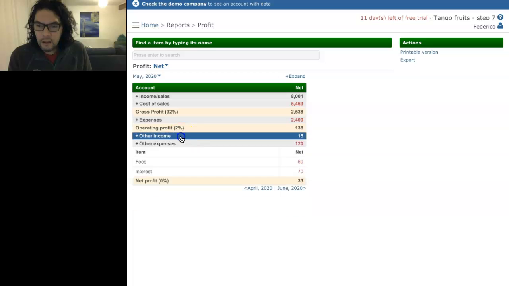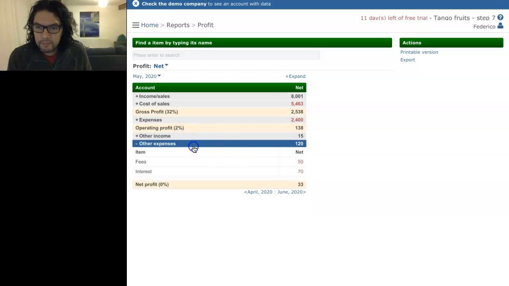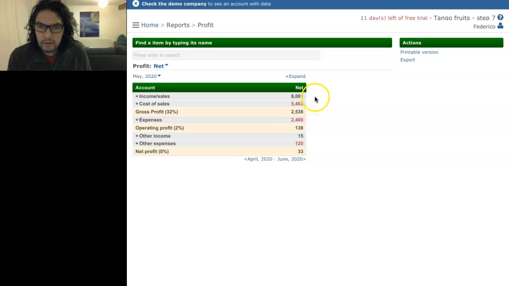So let's collapse them and take a look at the whole thing. This is our income statement or profit report from all we've done. We've got sales, we have cost of sales, we have gross profit, expenses, operating profit, and then we have other income and other expense from the financial transactions, the financial income and expense we just did, and then we get a net profit.